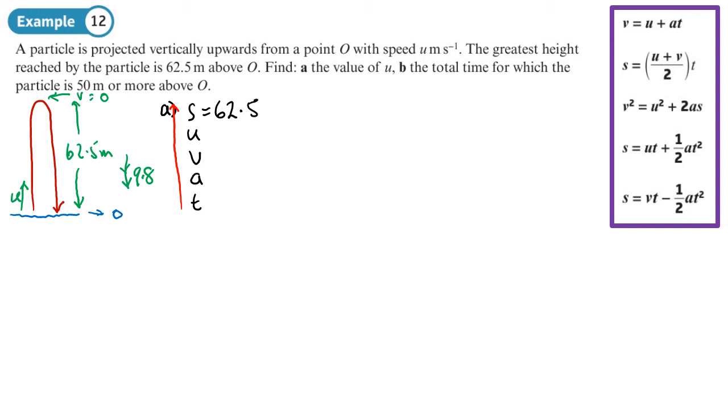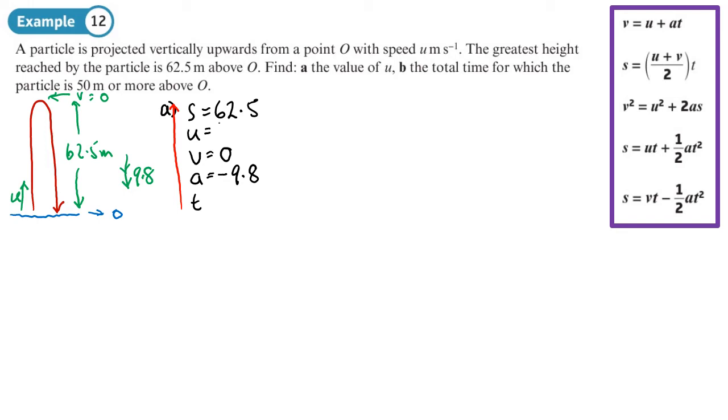U is initially up, so that's fine. So the sign of my answer should be positive. V, well, at the maximum height, V is 0, and A, that goes down, so it's got to be negative 9.8. It's the opposite direction to my arrow.